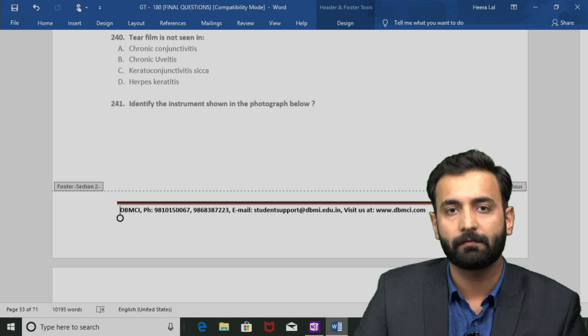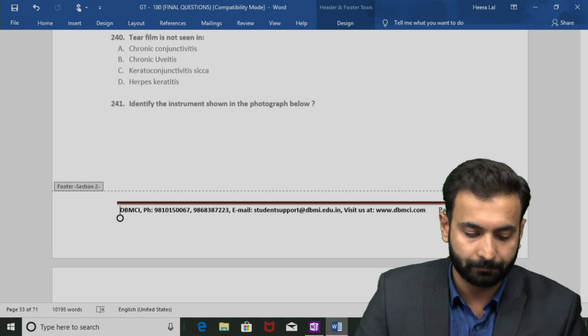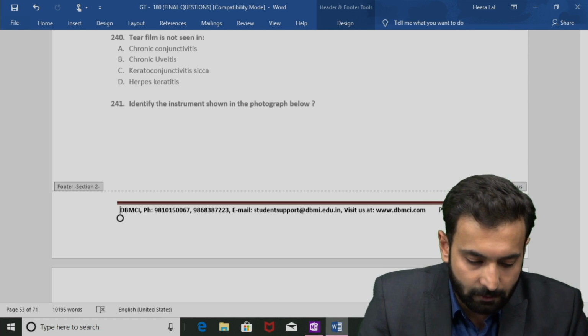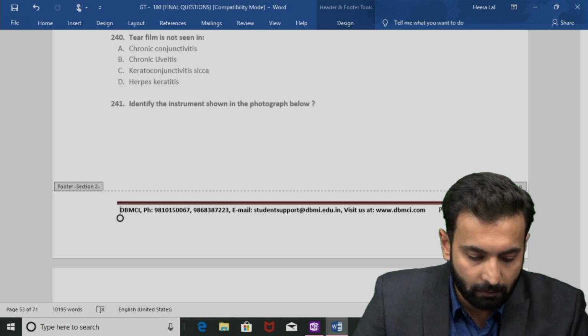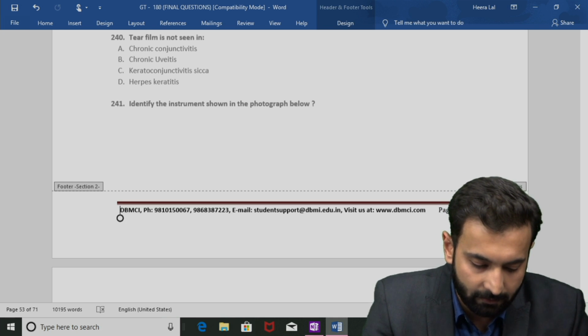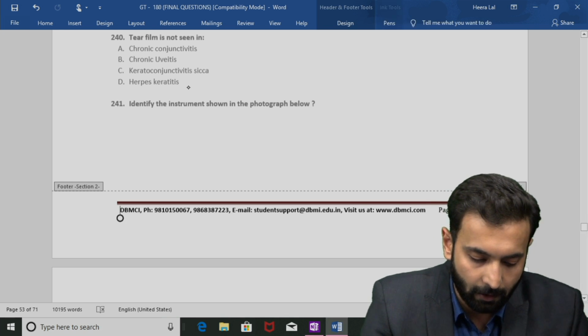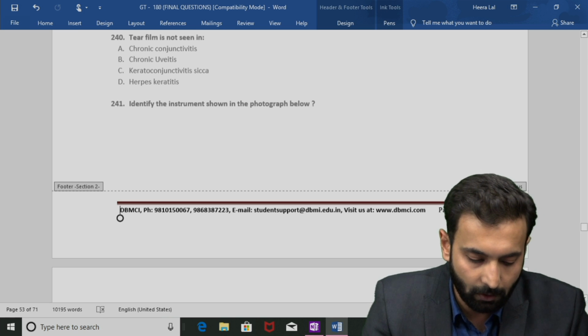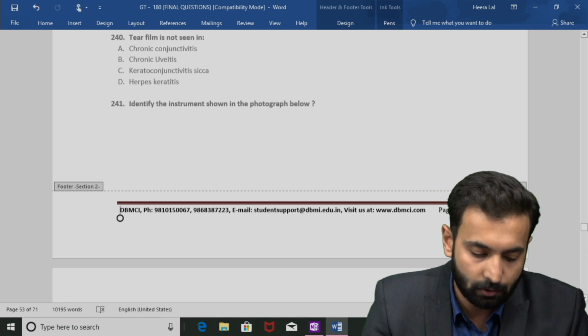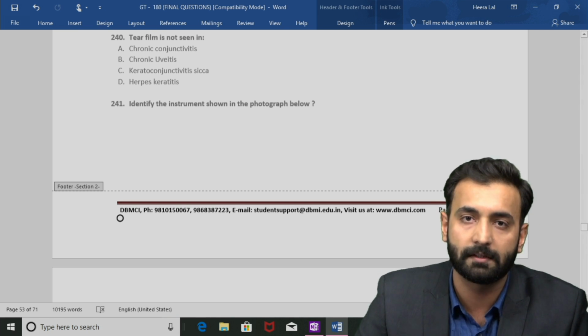Let's begin with question number 240 first. Tear film is not seen in: first option is chronic conjunctivitis, chronic uveitis, keratoconjunctivitis sicca, and the last option they have given is herpes keratitis. So the correct option is keratoconjunctivitis sicca. Answer is KCS. So let's discuss what is keratoconjunctivitis sicca.